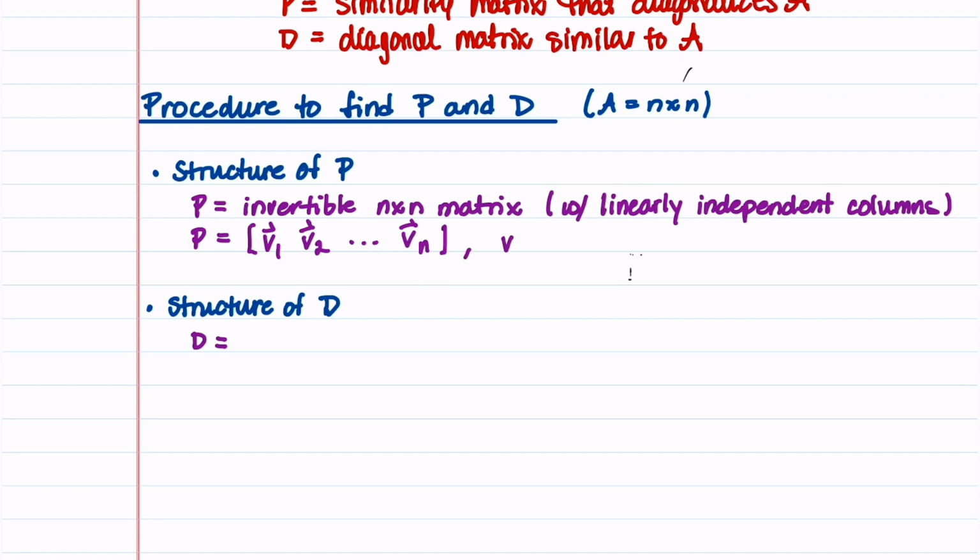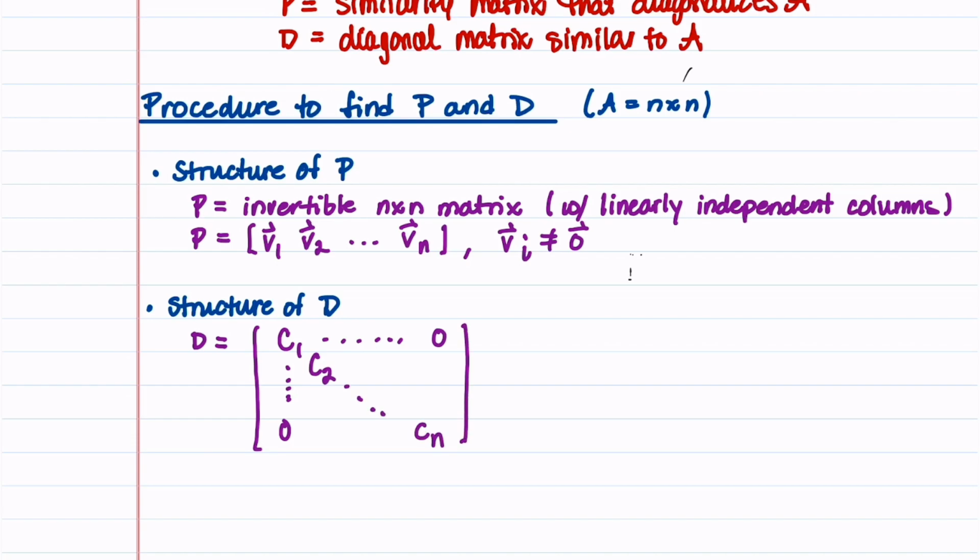We'll make a note that V sub i cannot equal 0, and we'll see why in just a few minutes. Now let's look at the structure of D. D is a diagonal matrix that looks like this: C1 in the top left, 0 elsewhere, and then along the diagonal is C2 all the way down through Cn. On the next page, we'll find our vectors v and our constants or scalars c.